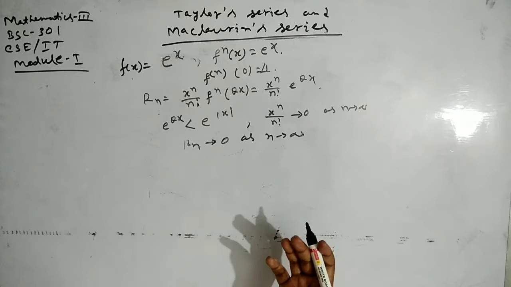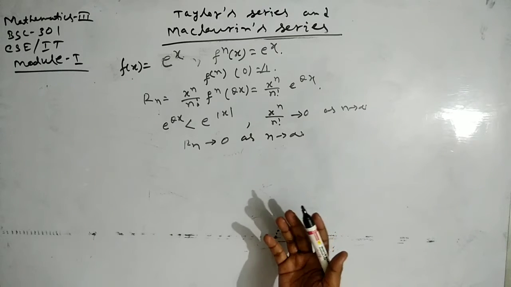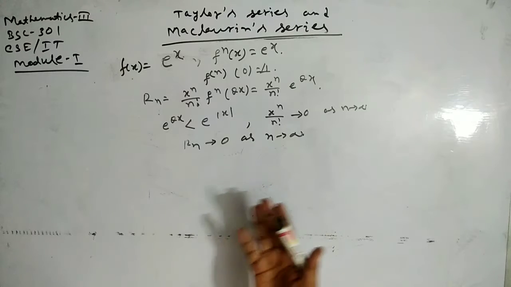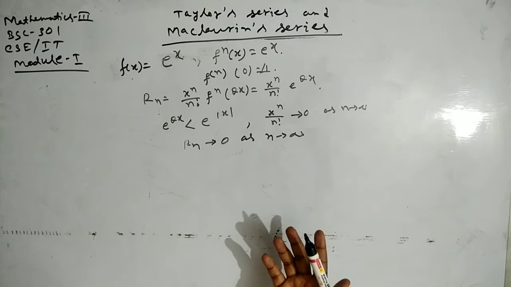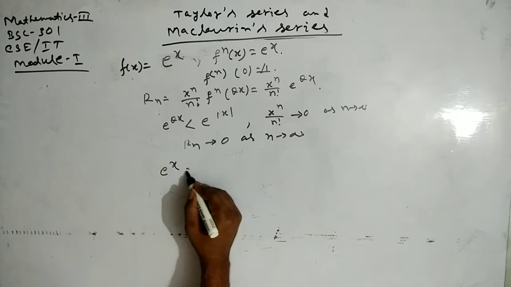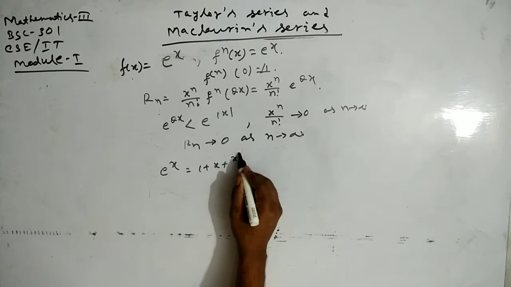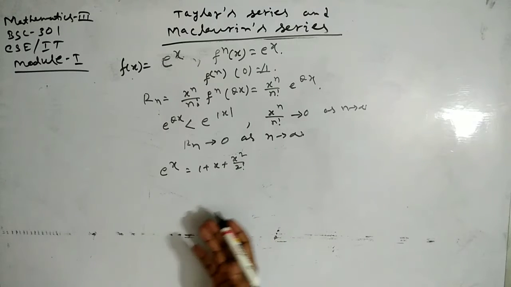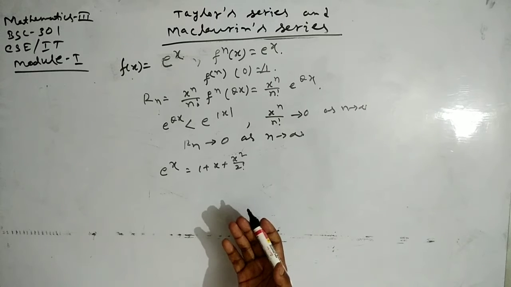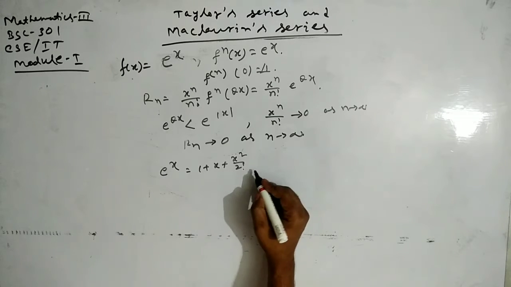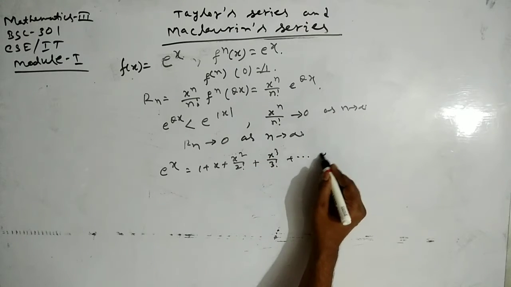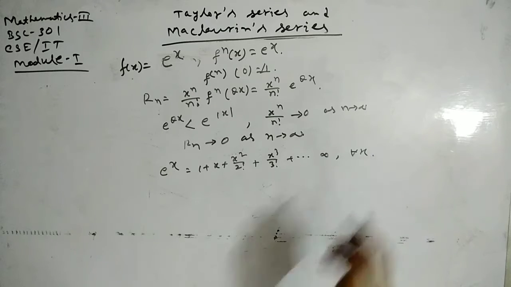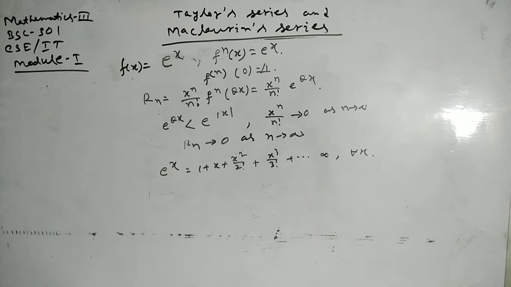Thus the conditions for Maclaurin's infinite expansion are satisfied. So e to the power x will be equal to 1 plus x plus x square by 2 factorial plus x cube by 3 factorial plus up to infinity for all x. We are just putting the values in the general form of Maclaurin's infinite expansion. So this was the Maclaurin's infinite expansion of e to the power x.